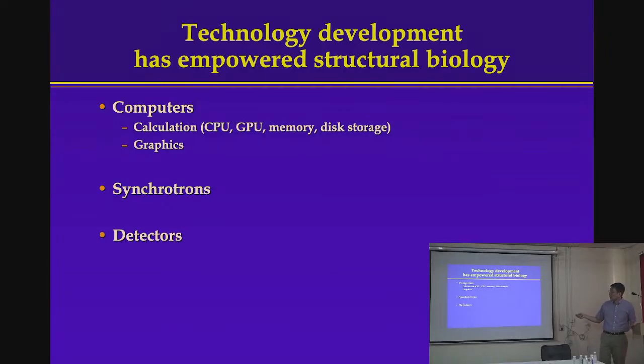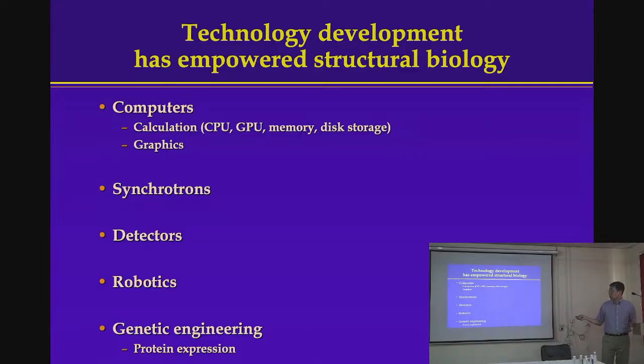So synchrotrons, and then detectors for X-ray photons, and also electrons for cryo-EM. That advancement in detectors is what enabled cryo-EM to be so powerful over the last 10 years or so. I'll explain. And then, of course, robotics, everything now computer-driven, robotics.